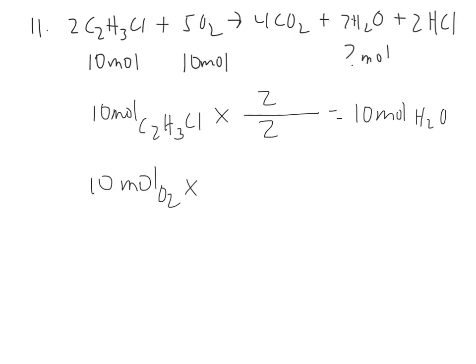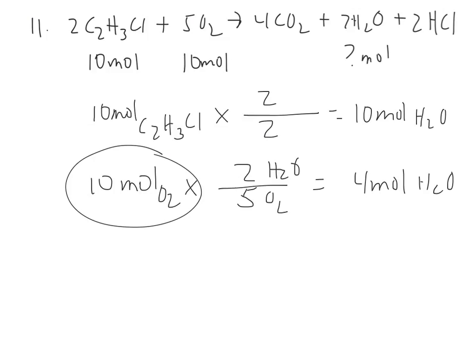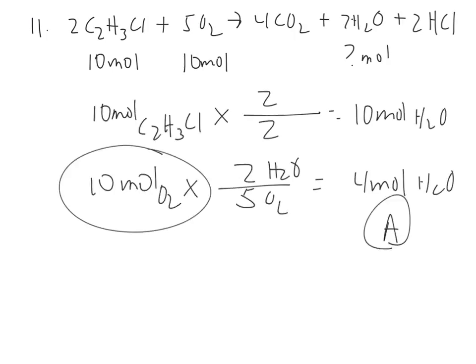10 moles of O2 is in a 2-to-5 ratio, H2O to O2. So this is only going to give me 4 moles of H2O. So producing the lesser amount makes O2 my limiting reactant, and then A would be the correct answer. Only 4 moles of H2O should be expected to form.